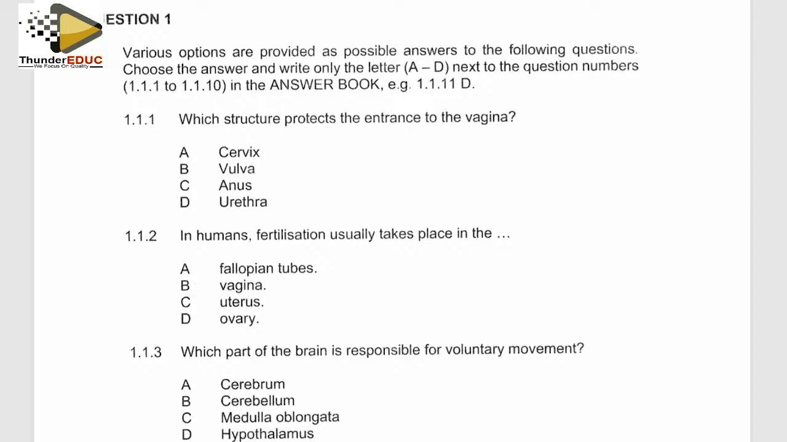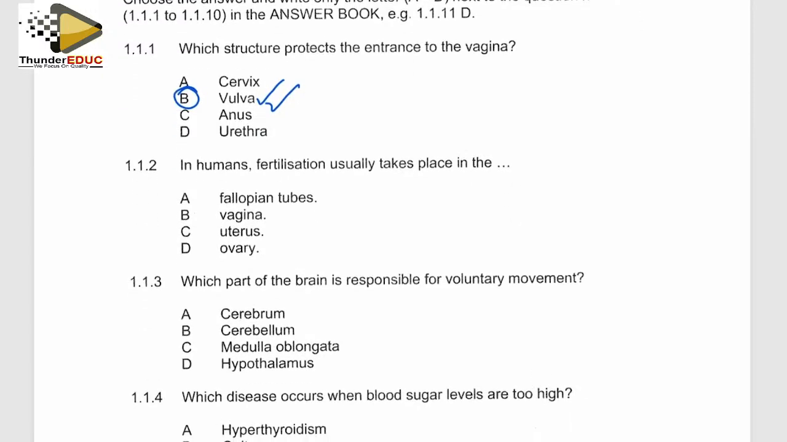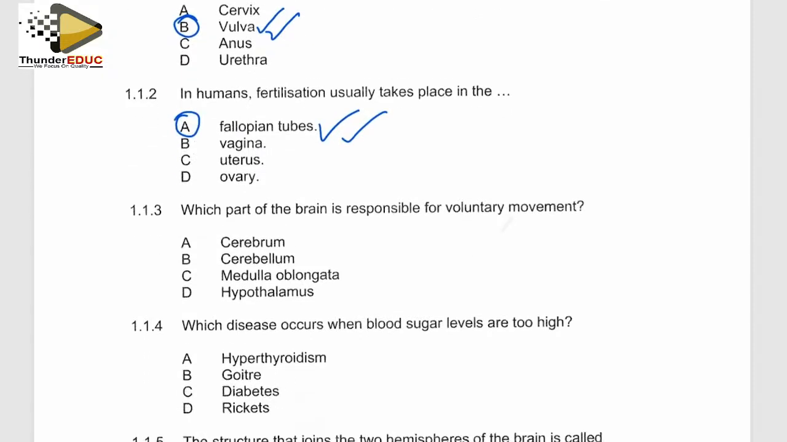Which one of the following structures protects the entrance of the vagina? The vagina is protected by what you call the vulva. So that one gets the 2 marks. Human fertilization usually takes place in the fallopian tube. So you get 2 marks there.